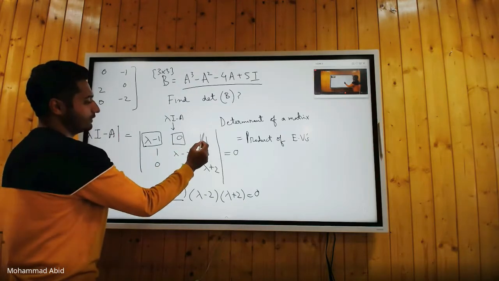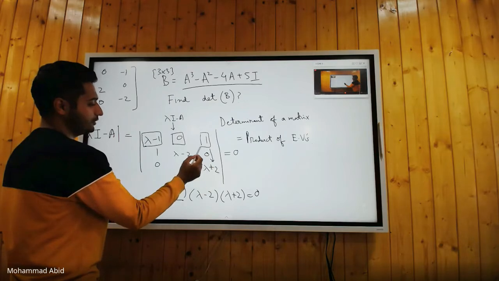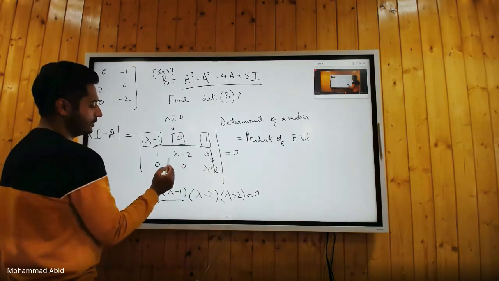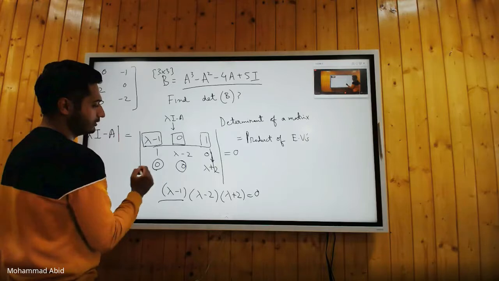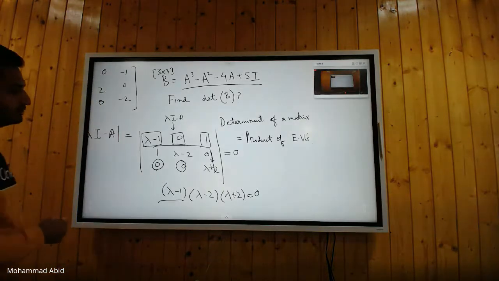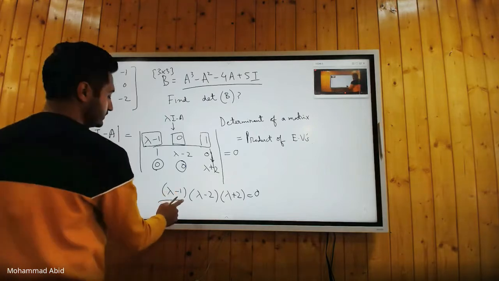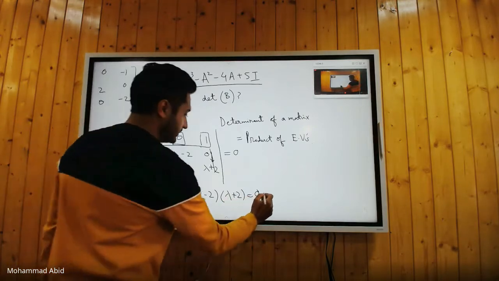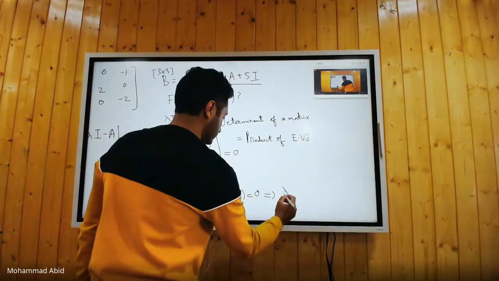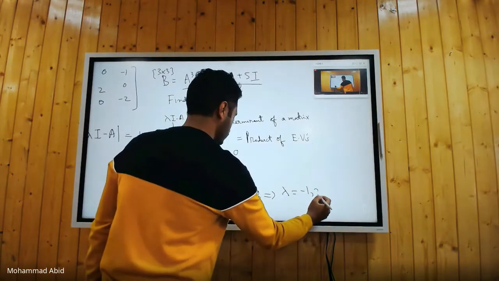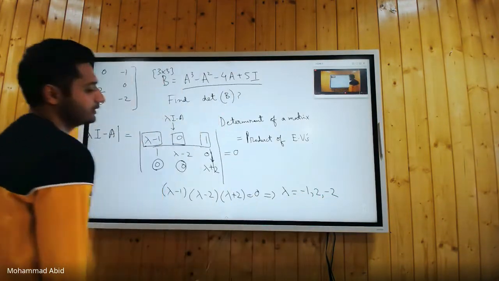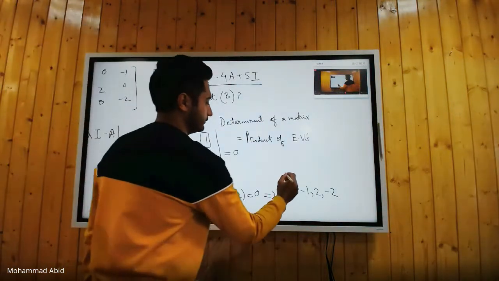And when you solve for 1, you eliminate this and this. Again, you're having zeros and zeros here. So when most of the entries are 0 in a matrix, it becomes very easy to find any operation, let it be determinant, let it be inverse. Okay, so from that, you can quickly get the eigenvalues. Minus 1, 2, and minus 2. These are the eigenvalues of A.